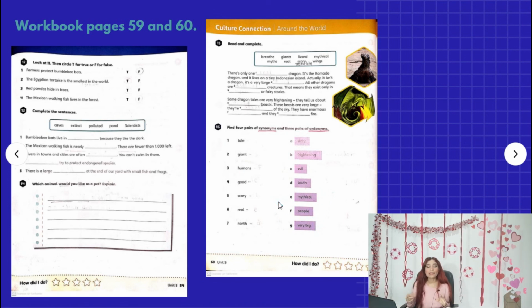If you want to use lines, use different colors, so you don't get confused. And that's it for today.